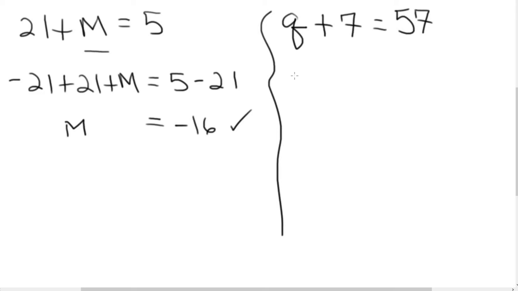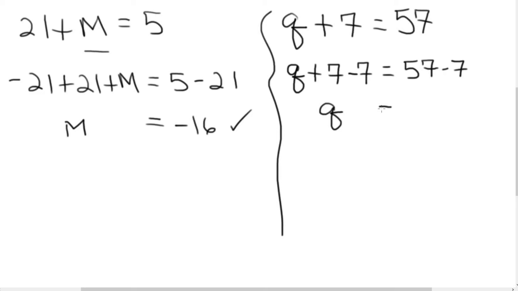Okay, if you pause the video and you said Q plus 7 minus 7 is equivalent to the original equation. Q plus 7 minus 7 equals 57 minus 7. That's an equivalent equation to the first equation. When we add the opposites, the numbers go away, so all we're left with is Q on this side. 57 minus 7 is just 50.